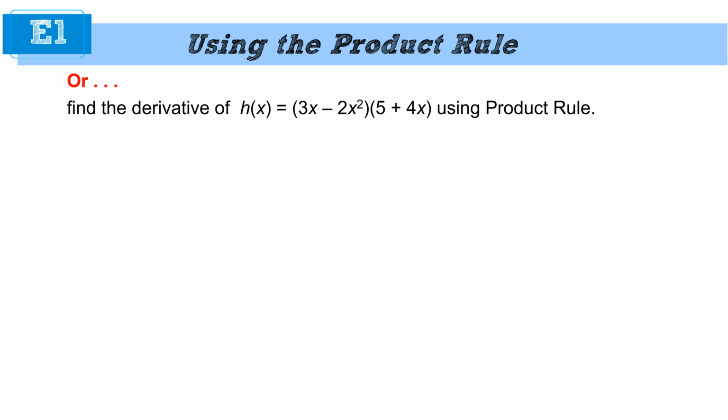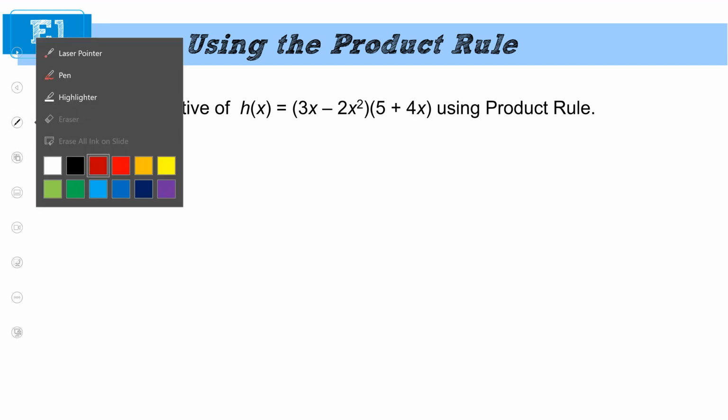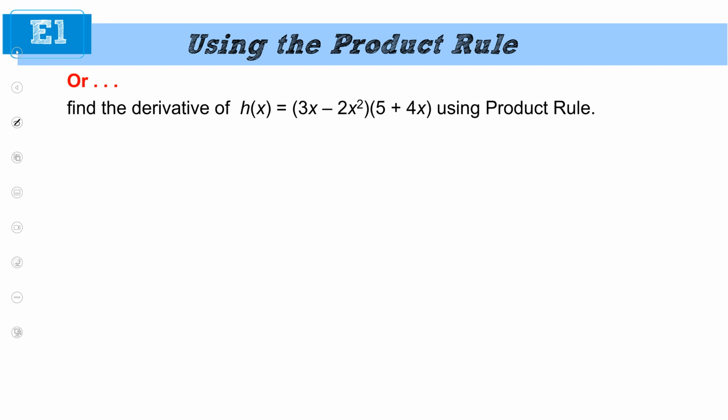Okay, so common mistake. Thank you, Liam. It's almost like you played into my plot. The common mistake is to take the derivative of the first, take the derivative of the second, and multiply them together. Doesn't work that way. It works this way.